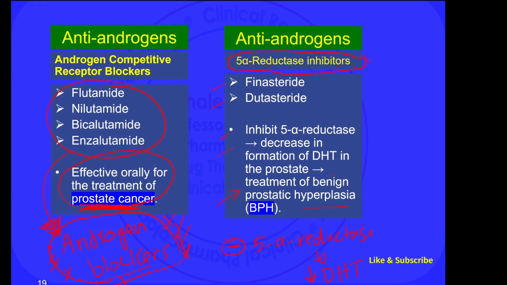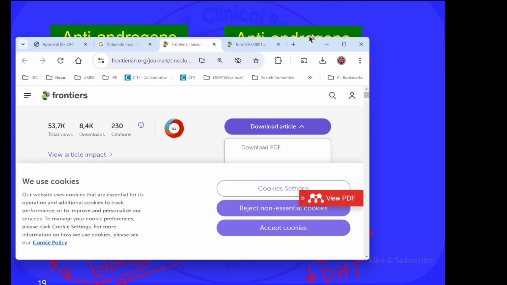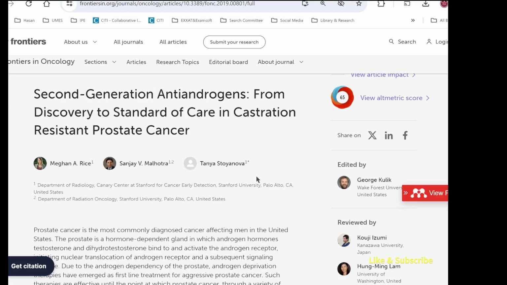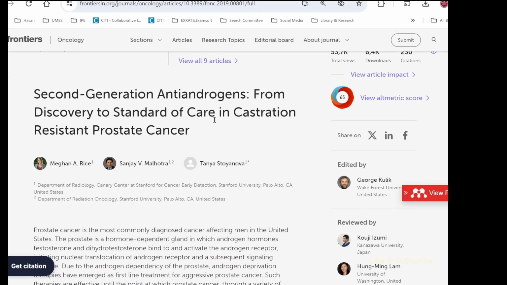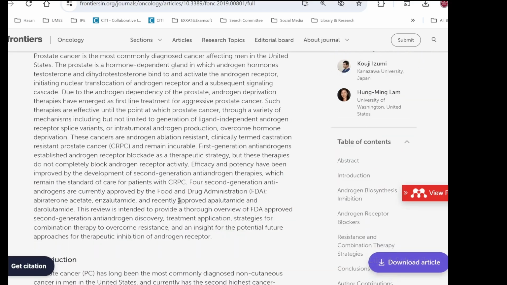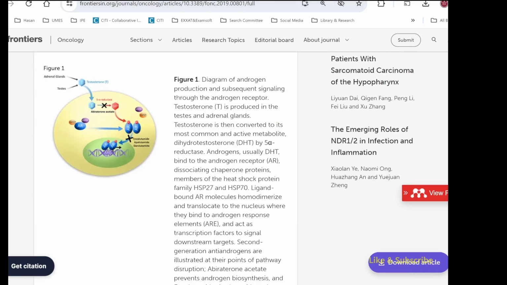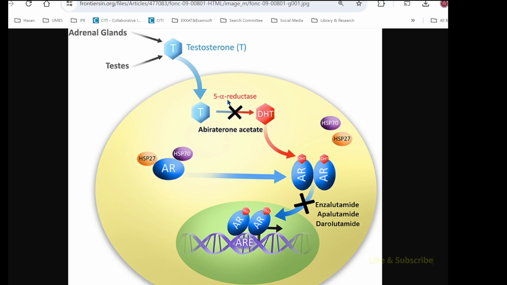I would like to bring an article published in Frontiers about the second generation of anti-androgens, from discovery to standard of care in patients with castration-resistant prostate cancer. If you scroll down, you have the image here. You can see 5-alpha reductase. This enzyme converts testosterone to dihydrotestosterone, and dihydrotestosterone binds to the androgen receptor. Flutamide binds to the receptor and prevents dihydrotestosterone from binding to it.